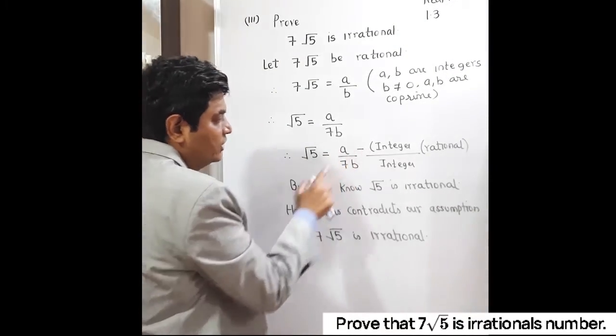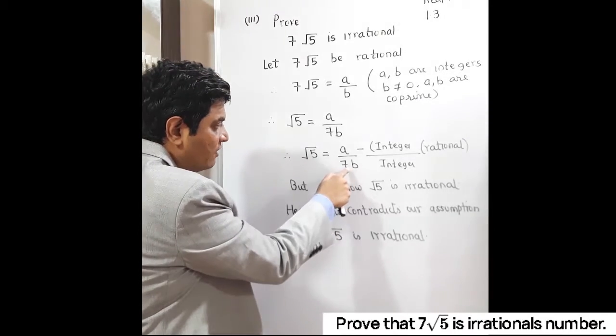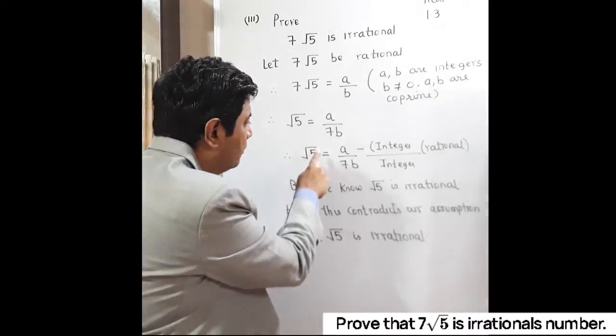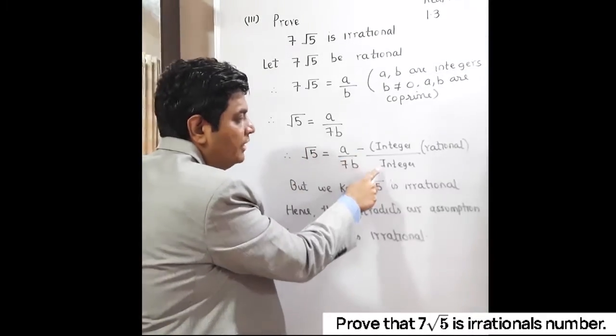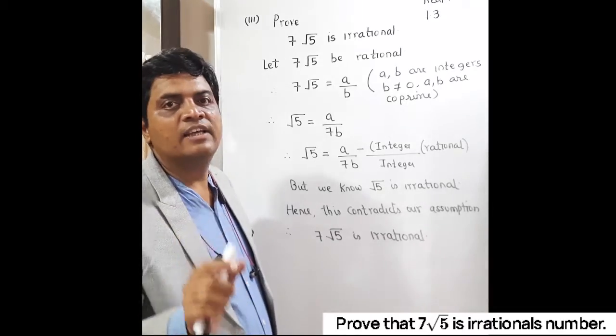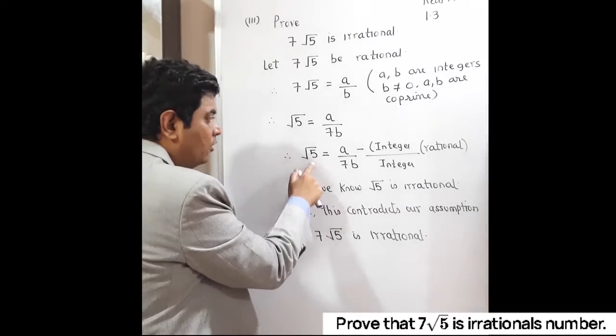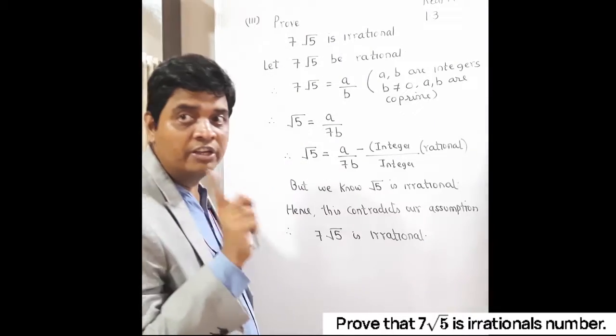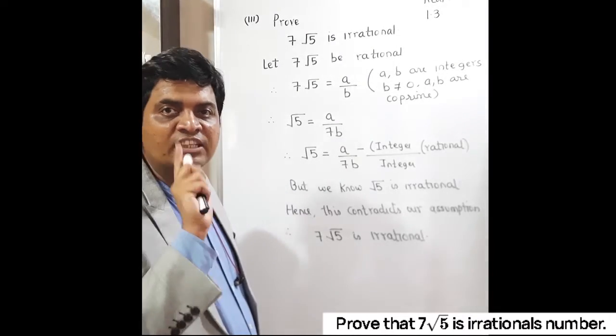My a is an integer, b is an integer, 7 is an integer, so 7b is also an integer. So what do I get? Root 5 becomes integer upon integer. Now what is a number of the form integer upon integer? It is a rational number. So therefore, square root of 5 becomes a rational number. But we know square root of 5 is an irrational number.